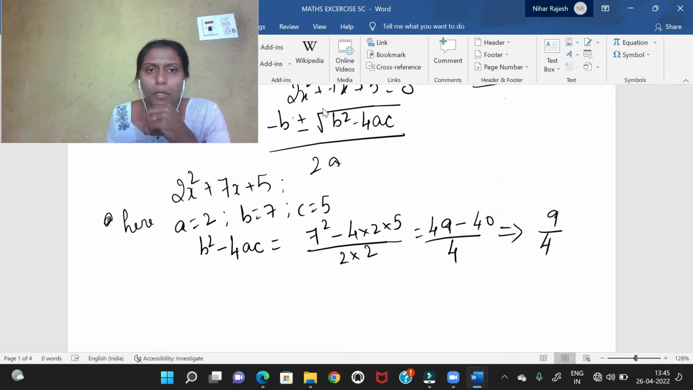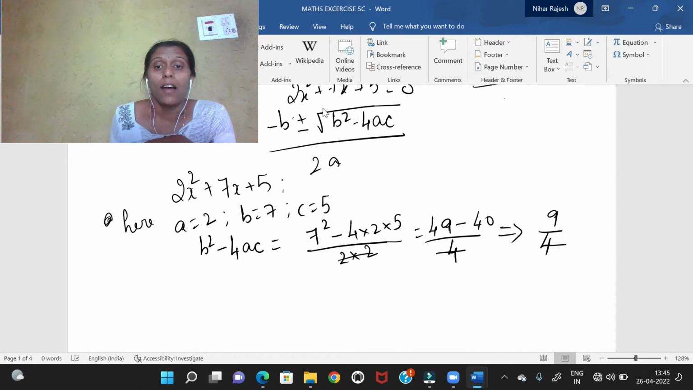No, sorry, I shouldn't have taken this 2a. But no problem, let me just avoid this. I'm only going for b square minus 4ac, which is 7 square minus 4ac, which is 49 minus 40, which is 9, right? So therefore b square minus 4ac is equal to 9.